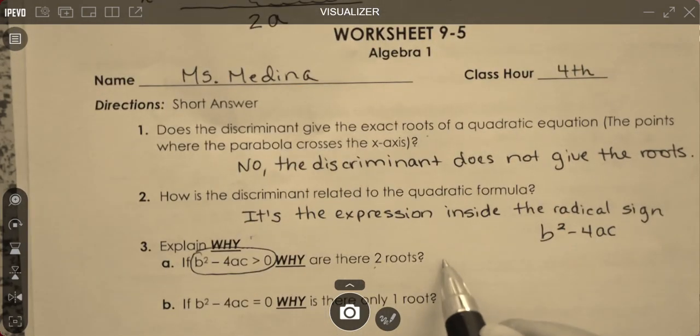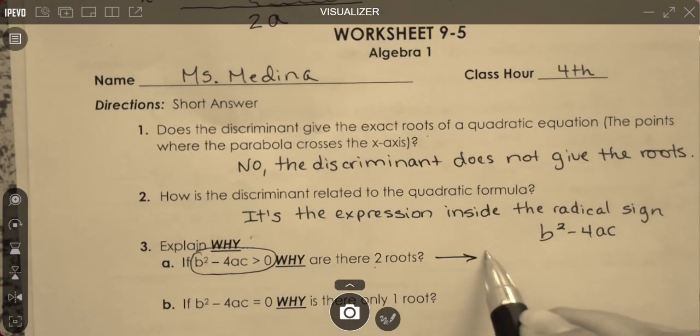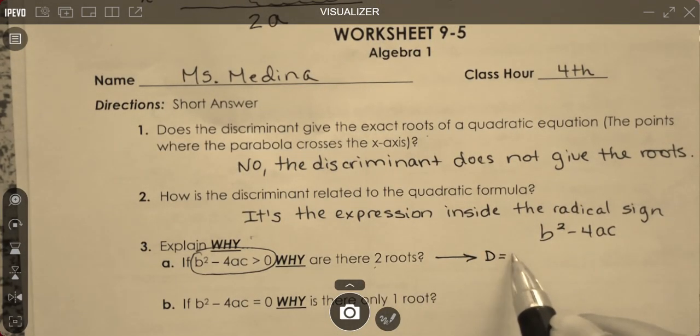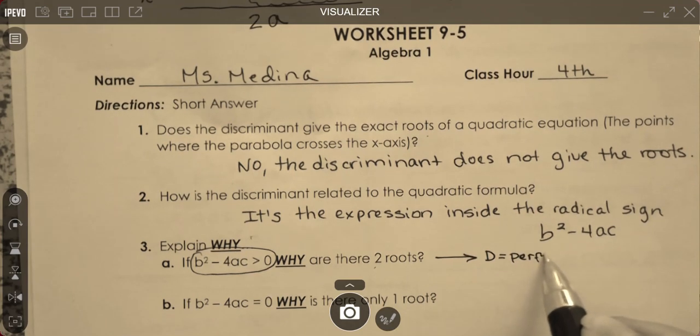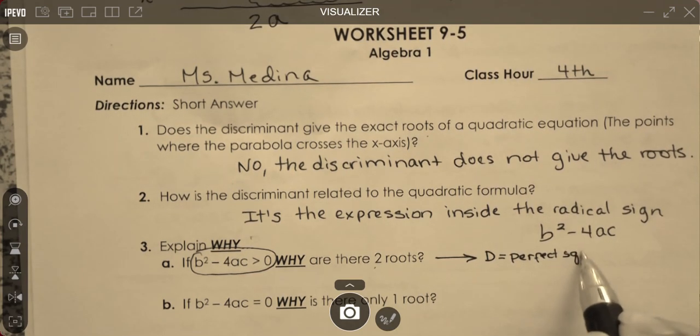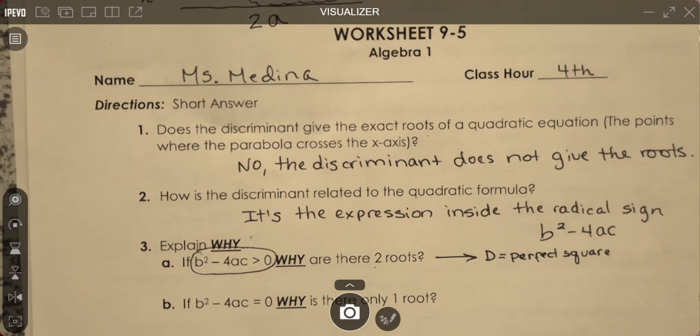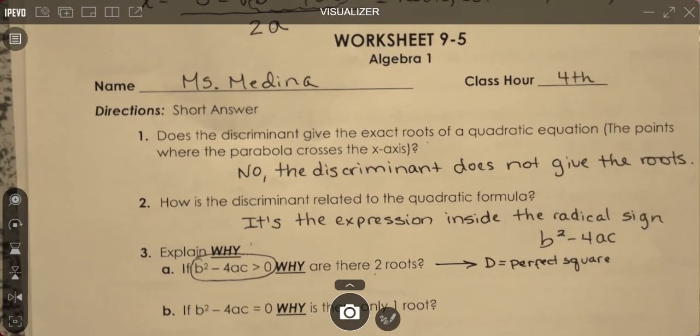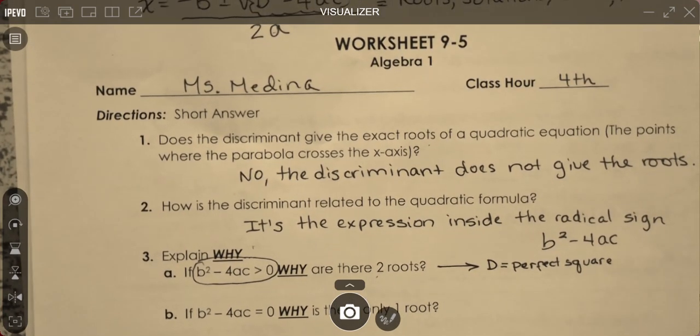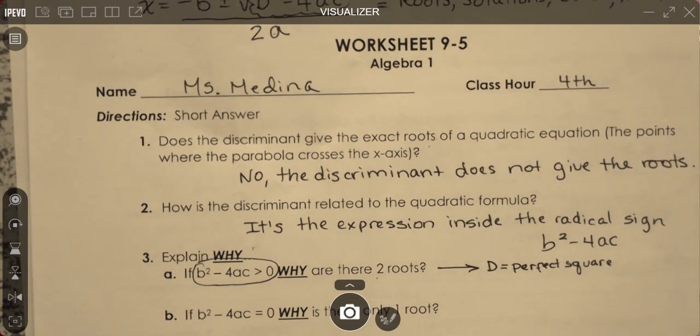Here's the kicker though. If the discriminant is a perfect square, once you take the square root of a perfect square, what's the square root of 25? Square root of 36. We lose the radical sign. So then there is no more radical sign.